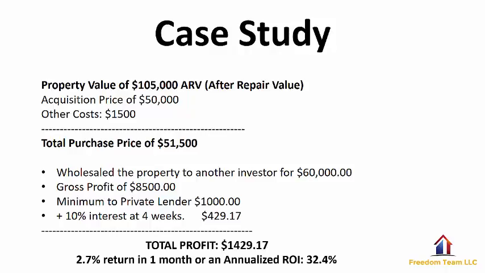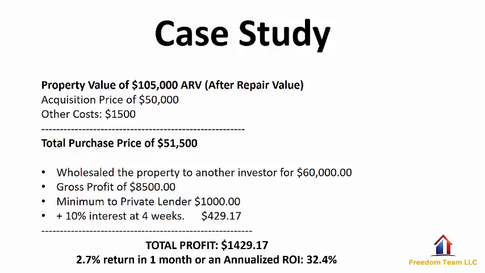That brought a total profit of $1,429.17. A 2.7% return in 1 month, or an annualized ROI of 32.4%. And the scary thing is you could do this month in and month out, over and over and over again. Now, how does that compare to the stock market, where you're dealing with option strategies that are like melting ice cubes, where if you don't time it right, you lose it.